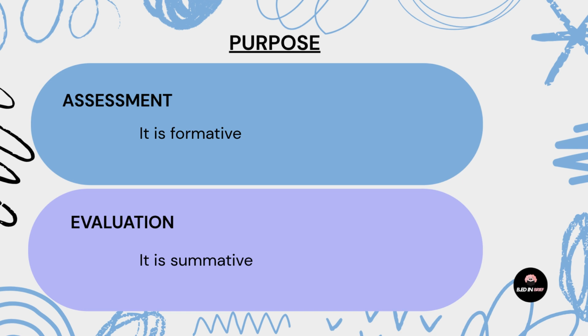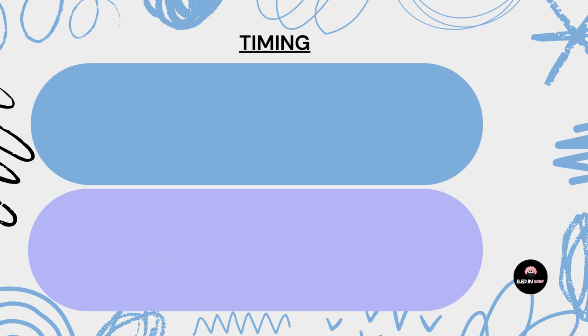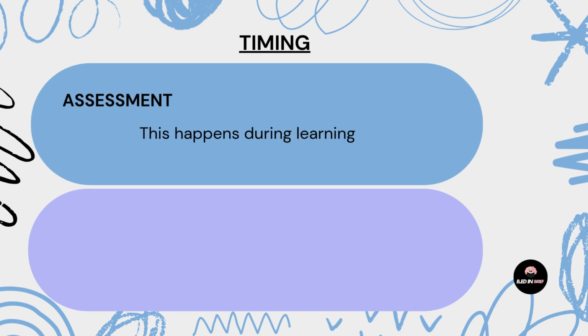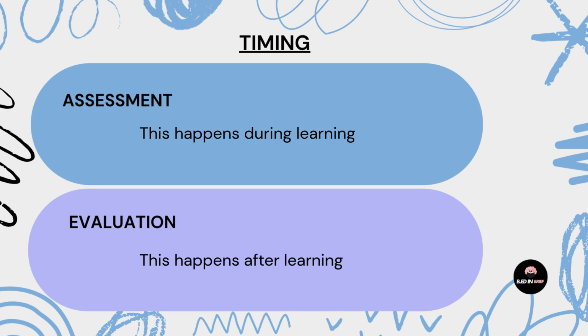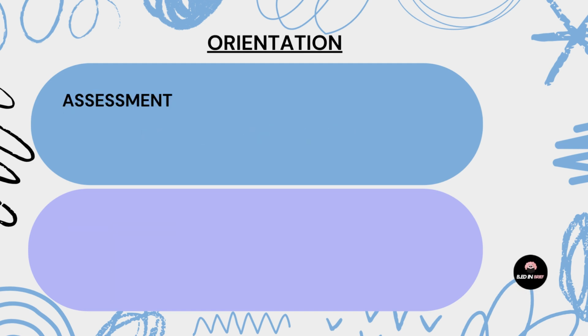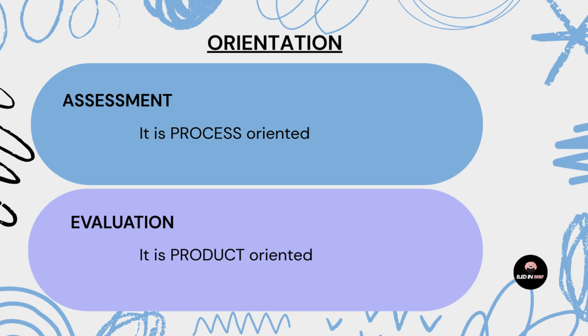Next is timing. Assessment happens during learning, while evaluation happens after learning. Orientation. Assessment is process oriented, which means it focuses on the process of learning, while evaluation is product oriented, which means it focuses on the end product.